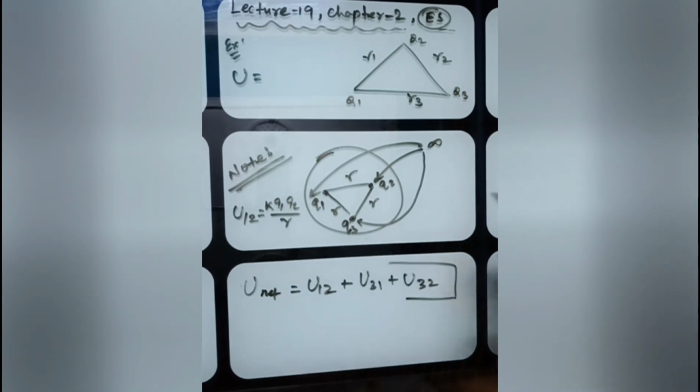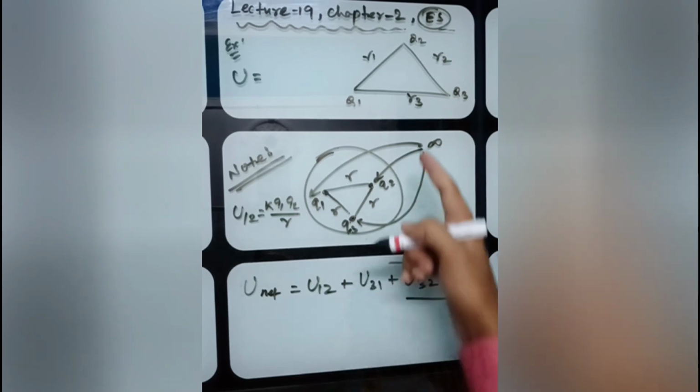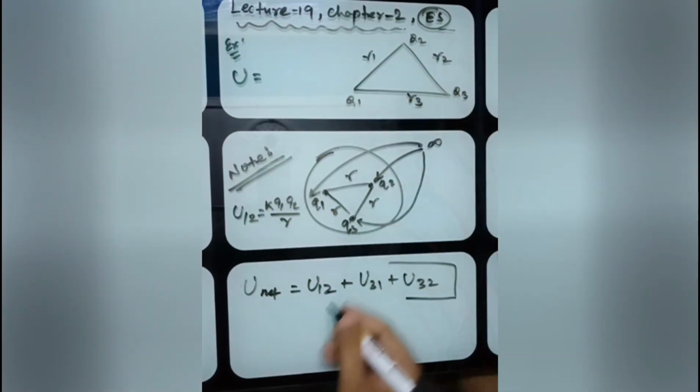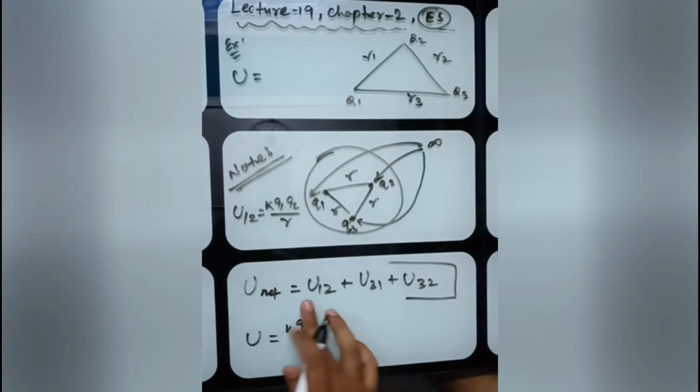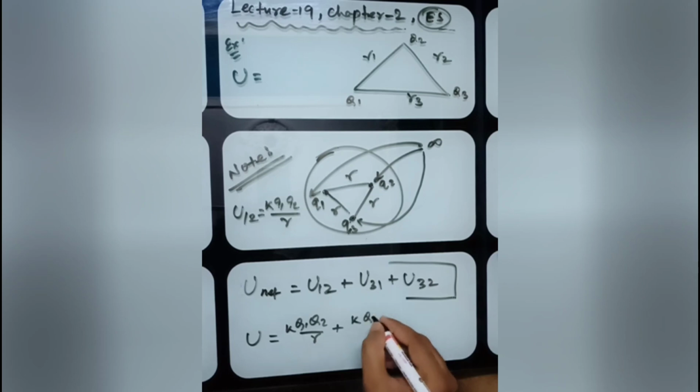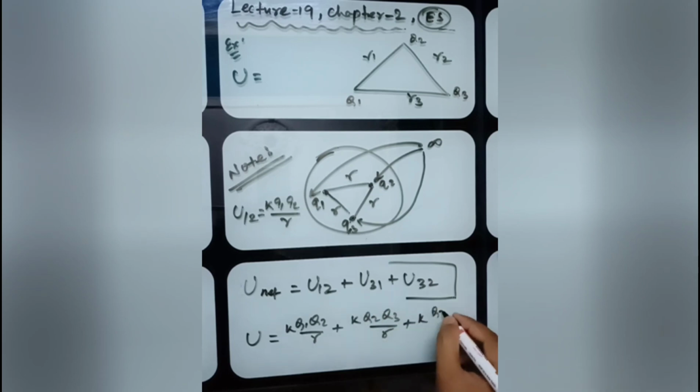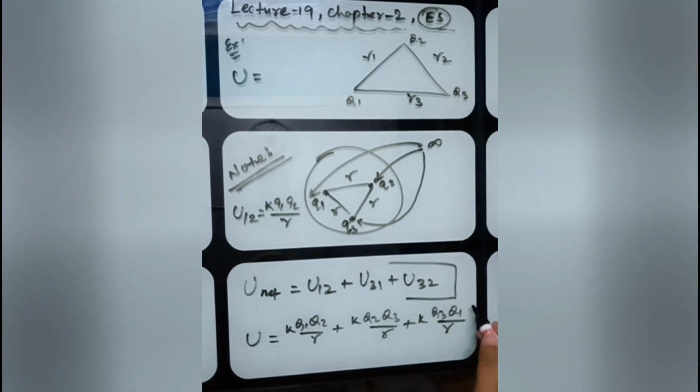In the same way, you have to solve such types of questions. For example, if you solve this question, what will the total be? Directly I am writing for you, my dear student. U total will be K Q1 Q2 by R plus K Q2 Q3 by R plus K Q3 Q1 by R. Okay, and this will be the total energy.